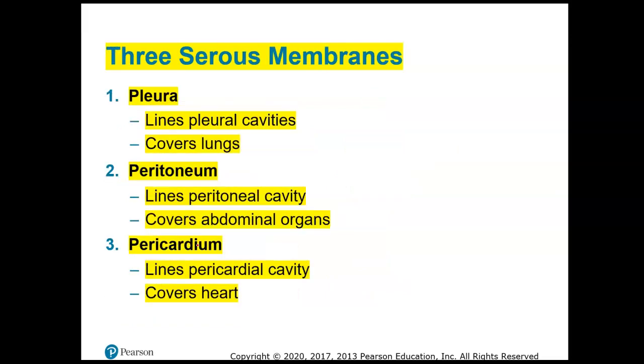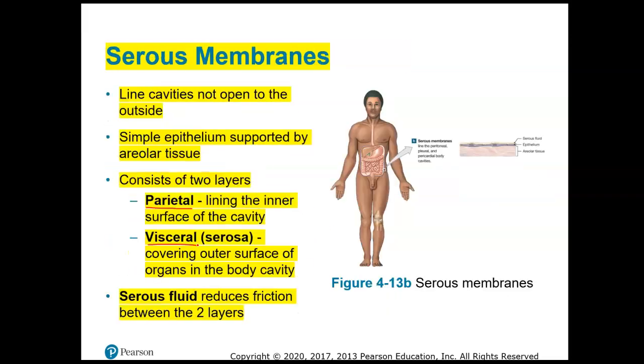Let's see if it shows you a good picture. No, it doesn't. All right, so if you can picture this, picture your fist punching into a balloon. The part of the balloon that actually touches your fist is the visceral layer. And then the part of the balloon that's outside of that layer that doesn't actually touch your fist is the parietal layer. So the parietal lines the inner surface of the cavity, and then the visceral layer covers the outer surface of the organs within the cavity.